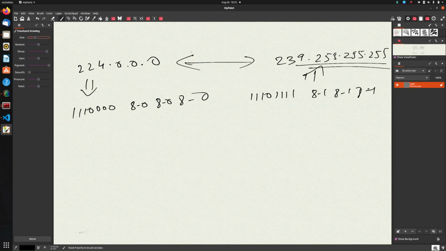Right, so this is your range, and as with other classes and other things in networking, you cannot use all of the addresses. There are a few addresses which are reserved for various purposes. For example, 224.0.0.1 is the all hosts group, which means whatever message you send to this IP will be sent to pretty much all the hosts on that network.